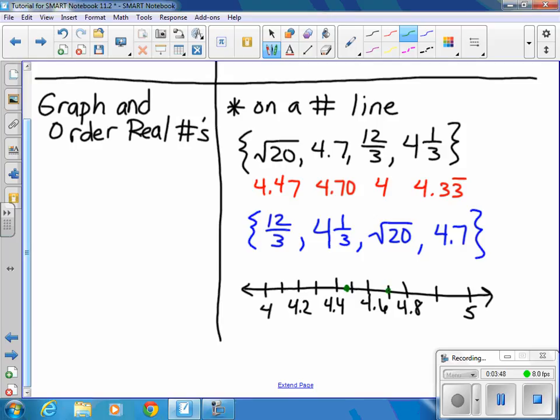4.7 is right here. The number 4 is obviously right here. And 4.33, here's 4.3, so it's a little bit beyond that one. So if you have 4 numbers in your set, you should also have 4 dots on your number line. Right? So remember, you're putting them in order first, and then you're graphing them on that number line.